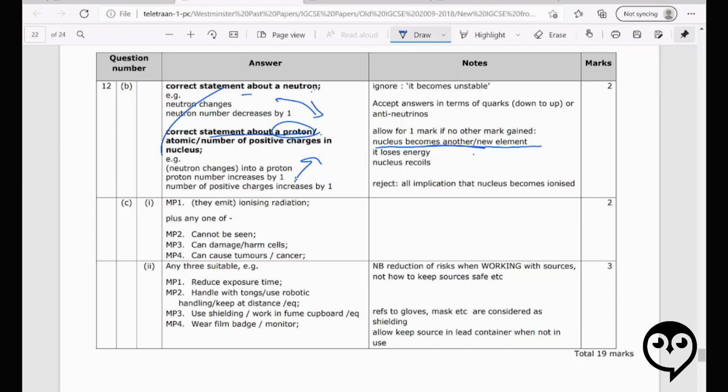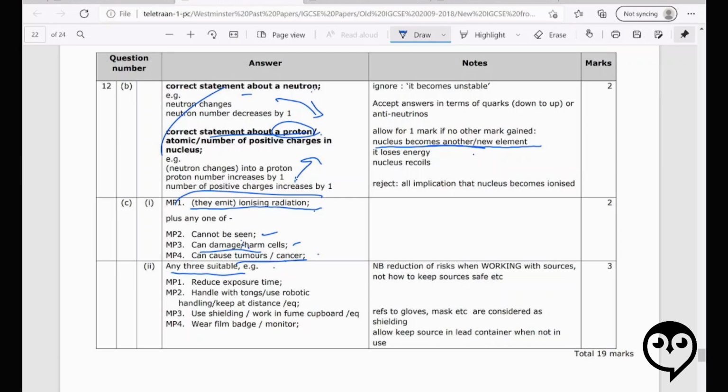Okay. What are some dangers? Well, they emit ionizing radiation. That's the first bit, and then any one of these. It can't be seen, so you don't know if it's directed at you or if you're in danger. It can harm or be dangerous. It can cause cancer. Mutate cells. Sure, I'm fine. Okay.